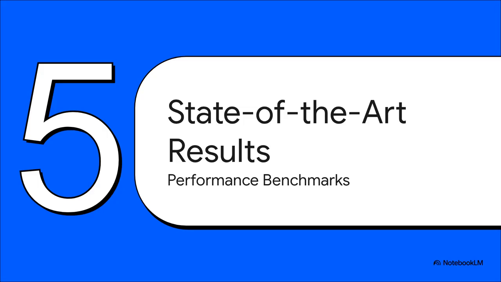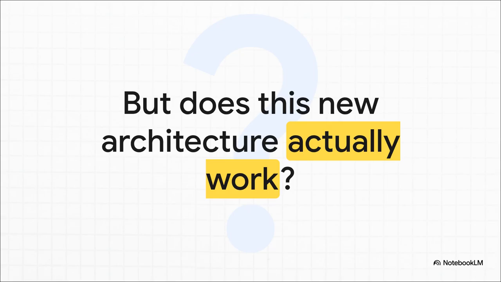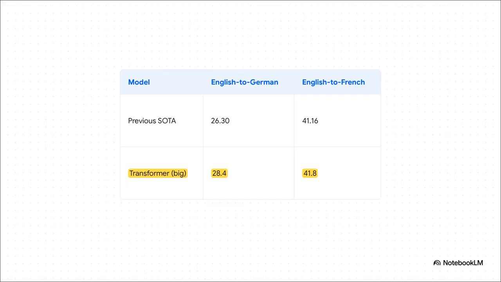Okay, the theory is solid, but did it actually work? Let's look at the performance benchmarks. So after all this clever architectural design, does it actually translate to better performance on real-world tasks? The results were stunning. On the WMT 2014 English to German translation task, the big transformer model hit a BLEU score of 28.4. Now, BLEU measures translation quality, and a jump of over 2 full points is a huge deal.